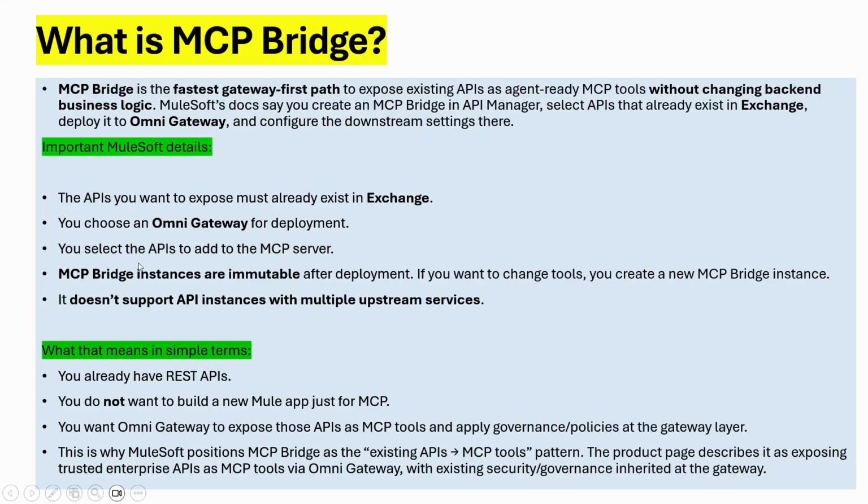And it doesn't support API instances with multiple upstream services. So we will see what upstream and downstream are. In our Omni Gateway, while creating it, we saw the upstream and downstream URLs. Coming to MCP Bridge, it doesn't support API instances with multiple upstream services. If any API instance has multiple upstreams, then this MCP Bridge will not support it. It should be one upstream. You can ignore this section.